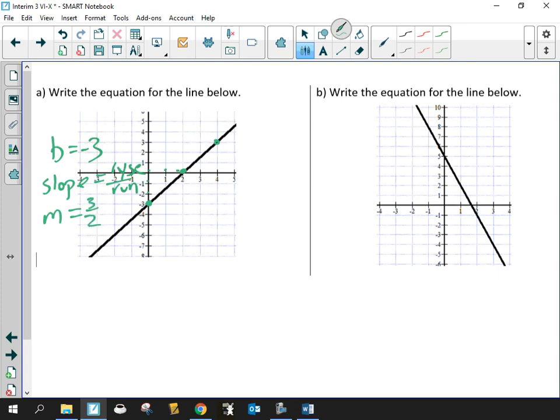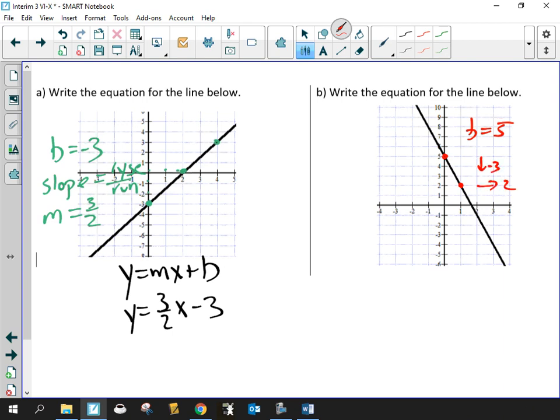And just as a quick double check for yourself, remember that lines that go up like this line, the slope is positive, but over here the line's going down, so the slope will be negative. So y equals mx plus b. So for this line, y equals 3/2 x minus 3. Over here, same process. The y-intercept is 5. It goes through that point down there, and that's going down 3 and over 2. So that'll be a negative 3. And so y equals rise over run. So it's just the slope.